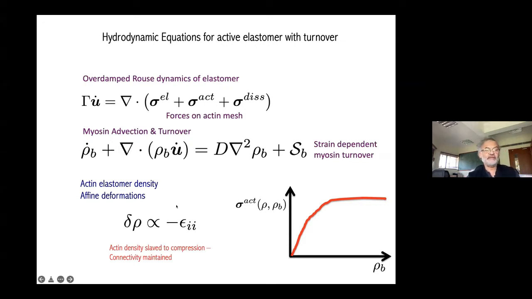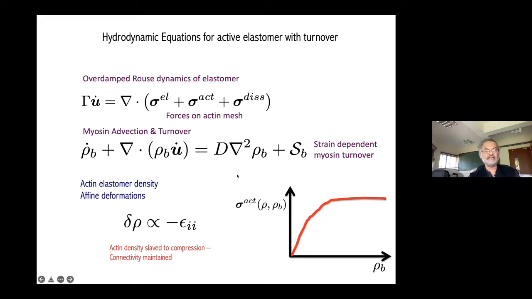We'll assume that the myosins apply affine deformations on the meshwork, and therefore we'll take the change in the density of the meshwork, delta rho, to be just related to the local compression. So the actin density, the meshwork density, is slaved to this local compression, and therefore does not contribute to the dynamical equations that we have. We'll have to give a form for this active stress.